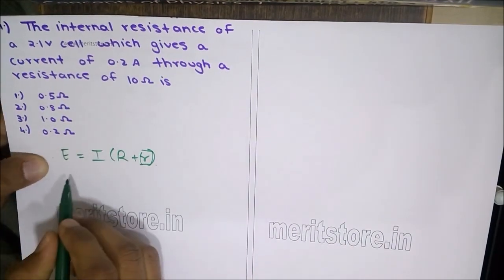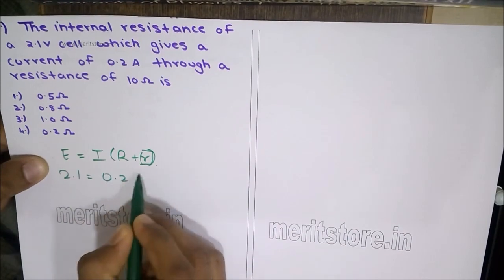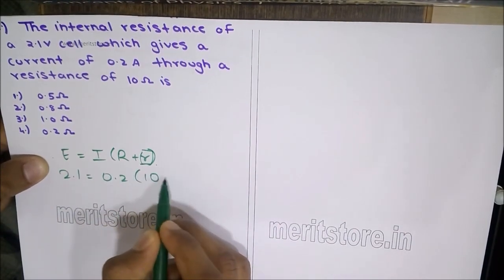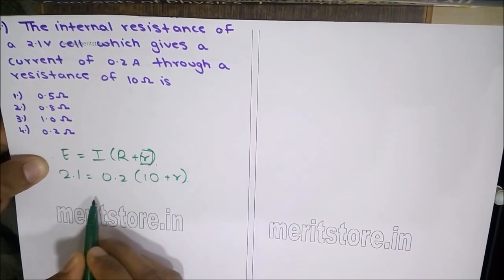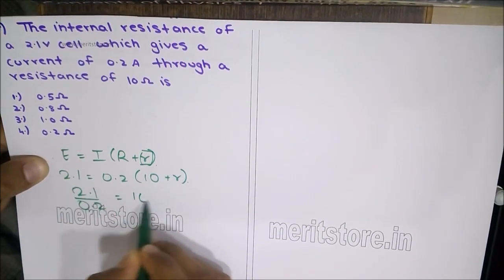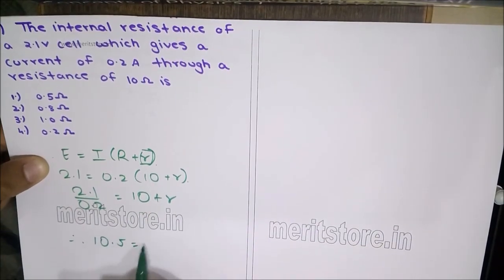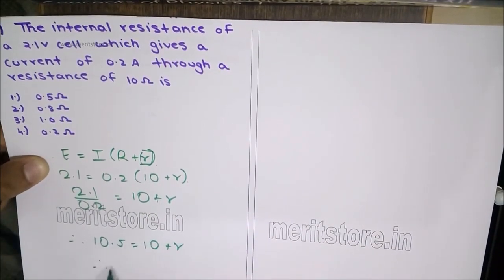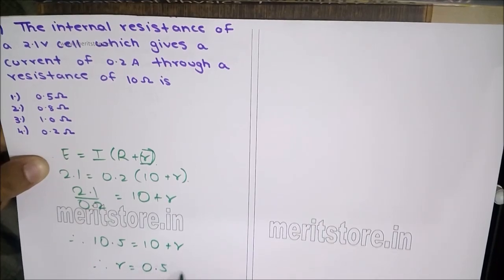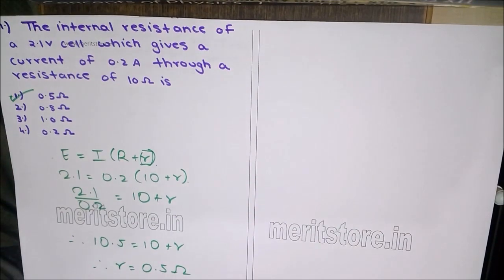So substituting the values, we get 2.1 equals 0.2 amperes, external resistance of 10 plus the internal resistance. Dividing 2.1 by 0.2, we get 10.5 equals 10 plus R. Therefore, the internal resistance is 0.5 ohms. That is option 1. Option 1 is the correct answer.